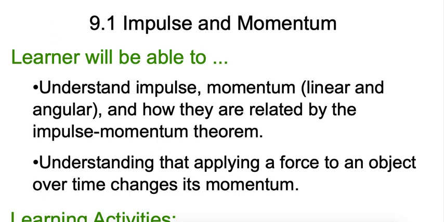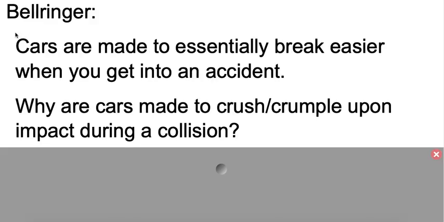Okay? So our bell ringer question to look at. Cars are made to brake easier when you get in an accident. Why are cars made that way? Why are cars made to crush or crumple upon impact during a collision? If you didn't know that, then you can look it up and get yourself an answer. They're actually made this way to increase the time of the collision.